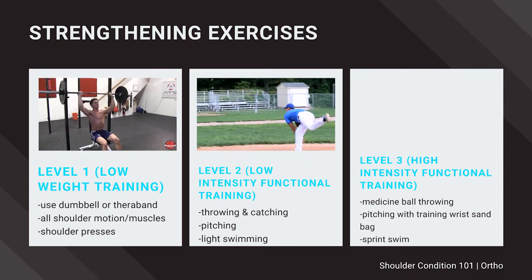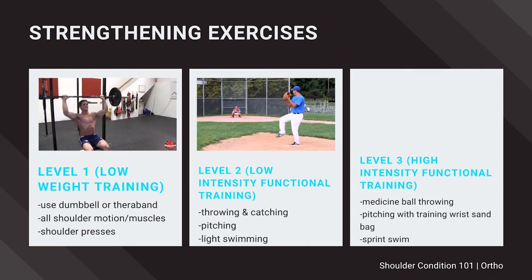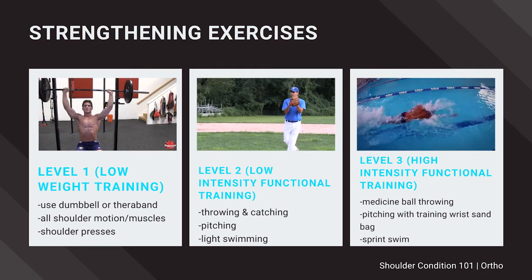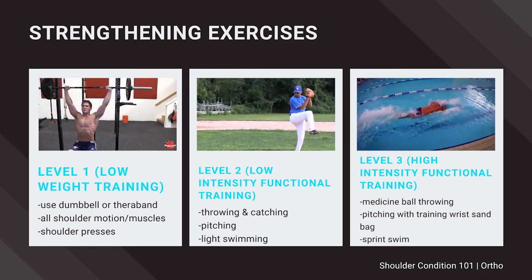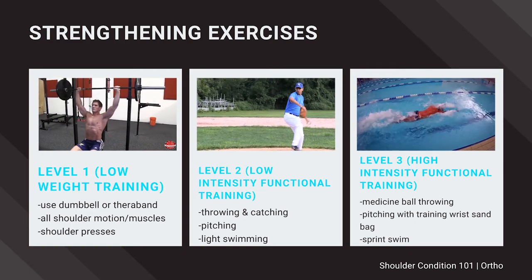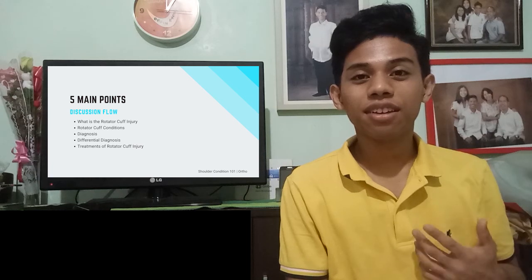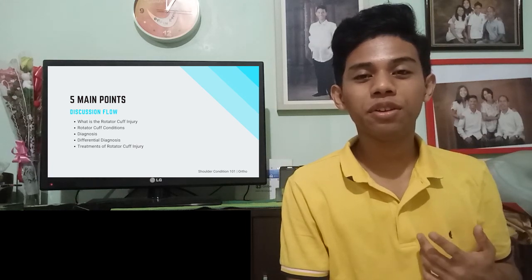For level 2, we have low intensity functional training, which is where you can do some throwing and catching activities, pitching, and some light swimming. And level 3 for high intensity functional training, where you can do medicine ball throwing, sprint swimming, and pitching with arm bagging. That's it.